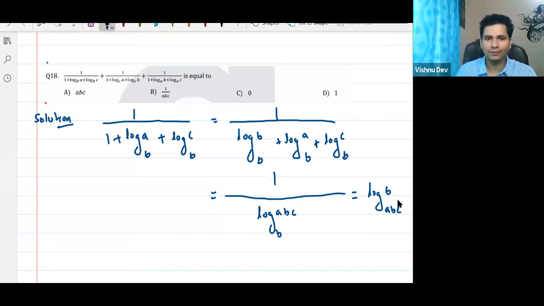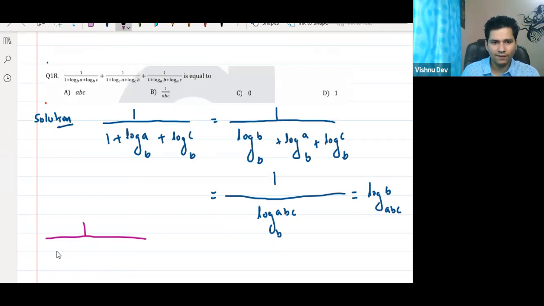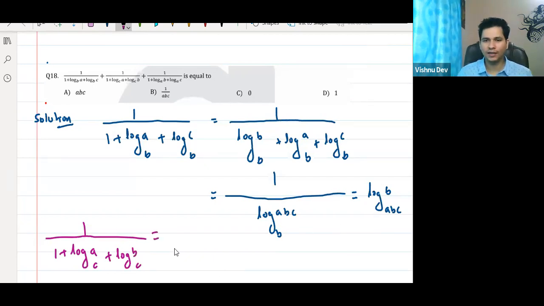Now tell me. This was the first term, right? What is the second term? So the second term is 1 divided by 1 plus log A base C plus log B base C. Can you write directly now? Because it will be same as this. What would be the value of this? Log C base ABC. Very good.